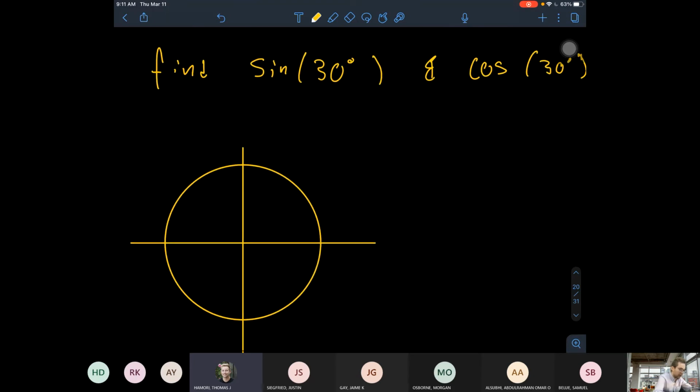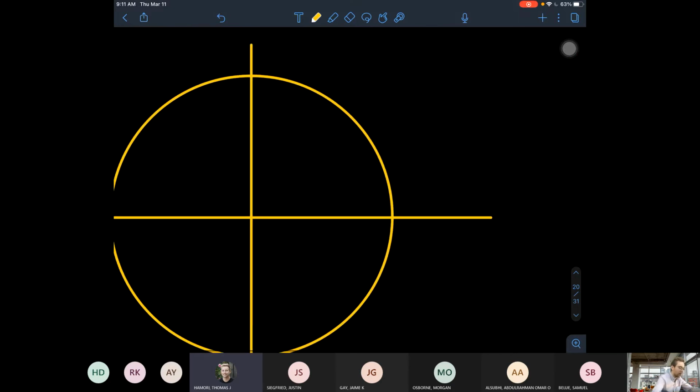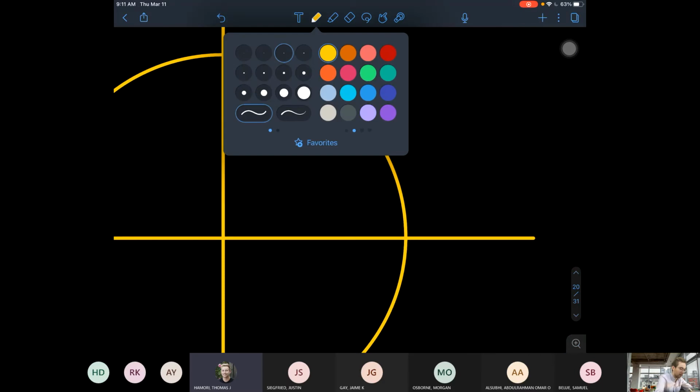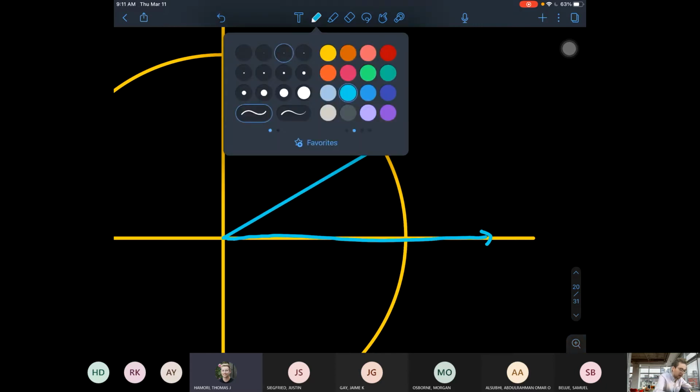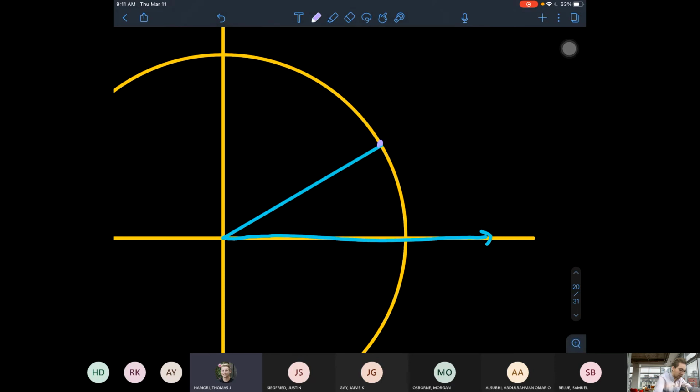Okay, and what does 30 degrees look like? Well, 30 degrees is 1/3 of 90 degrees. So I want to draw an angle in here which looks like 1/3 of 90 degrees. So I'll draw my initial side goes out to the right. And 1/3 of 90 degrees is going to look like, well, here's half of 90 degrees. So 1/3 is maybe down here. And our question is, what are the coordinates of this point here?